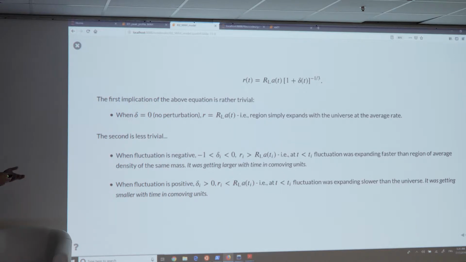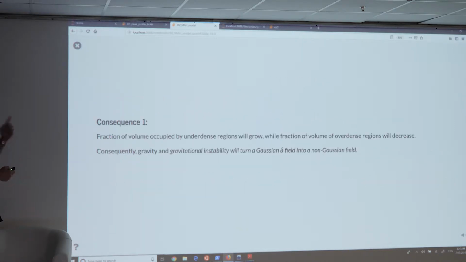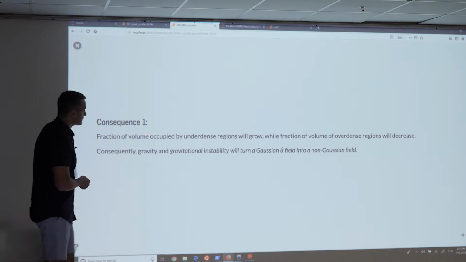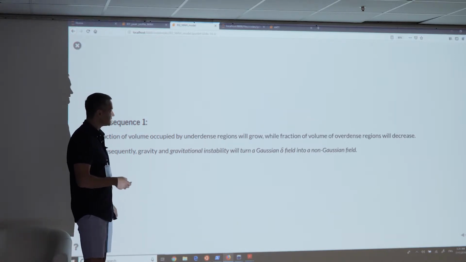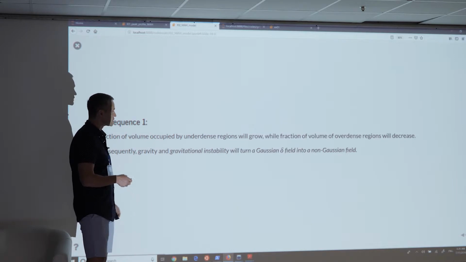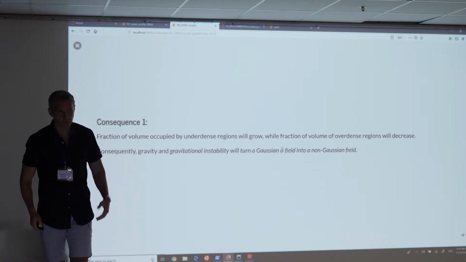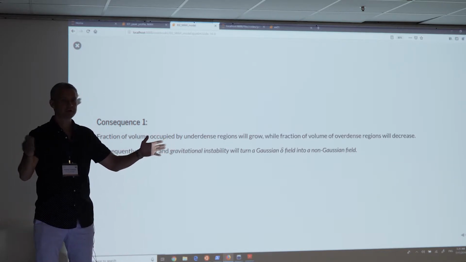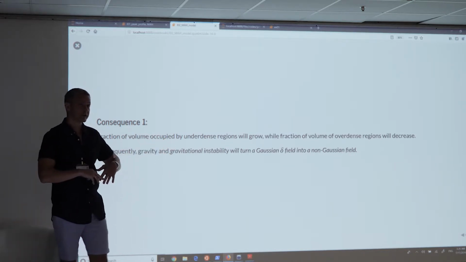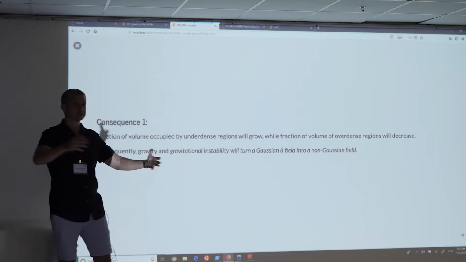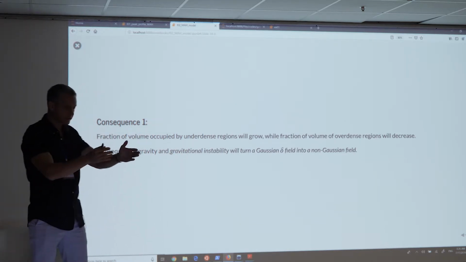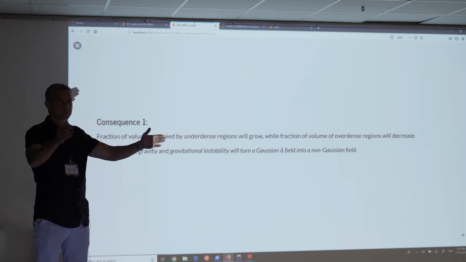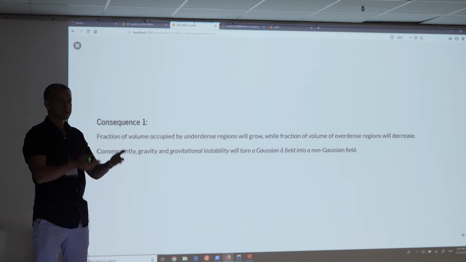Okay, so that's not complicated, but it's already very useful because it gives us the consequence that within the spherical model, even without solving any differential equations, overdense regions will get smaller as the universe expands in terms of their relative fraction, and underdense regions, negative deltas, will get larger because they expand faster than the mean density of the universe. So if we consider a region that expands with the universe, the underdense regions will get larger and larger in volume under the action of gravity, and overdense regions will get a smaller and smaller fraction of the volume.